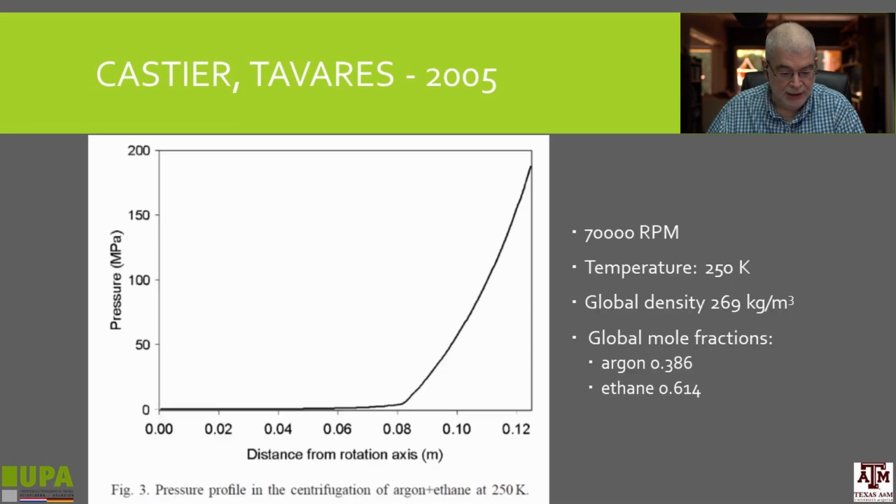And here, what we see is the pressure as a function of the distance from the rotation axis at 70,000 RPM. This is a mixture of argon and ethane, and here we see a point where there is a phase transition, then there is a sudden change in slope of the pressure. The pressure increases much more rapidly because it's a liquid phase from this point onwards.